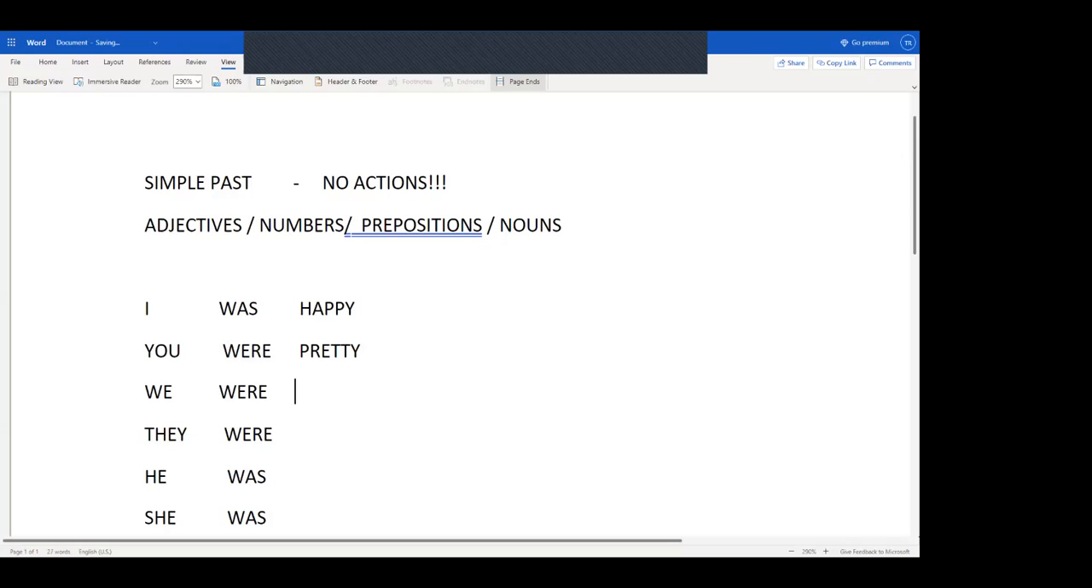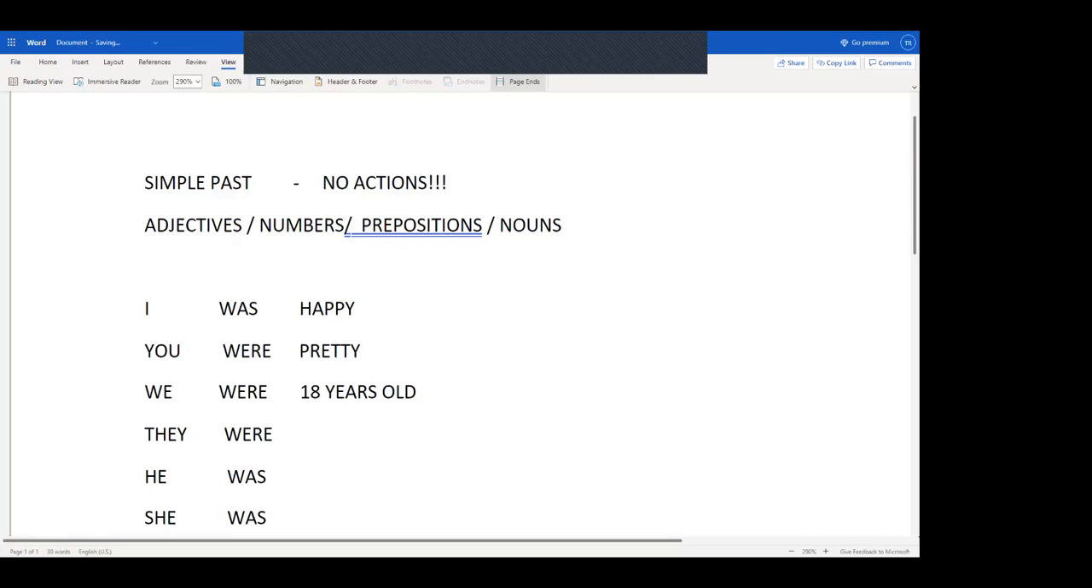Now let's add a number. Many? We're tired. Tired. You were tired. Very good. You were tired. Eso es una adjective, right? It's an adjective. We were number? Many. Number? 18. Good. We were 18 years old.